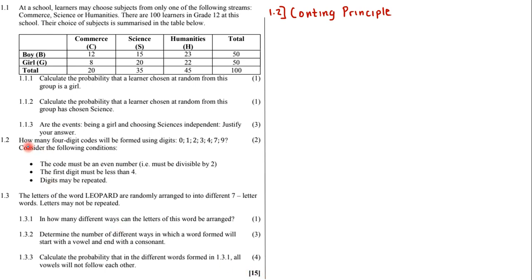So let's go ahead and read here. The question goes as follows. How many 4-digit codes will be formed using the digits 0, 1, 2, 3, 4, 7, and 9, right? Now consider the following conditions. First condition: the code must be an even number, so it must be divisible by 2. The second condition: the first digit must be less than 4. And the last condition: digits may be repeated.